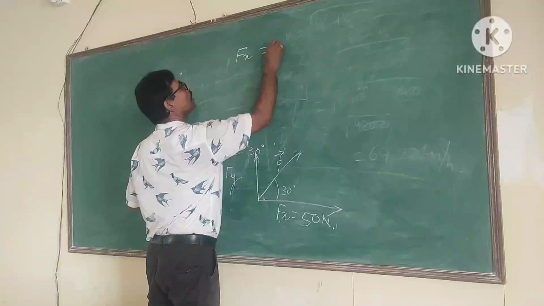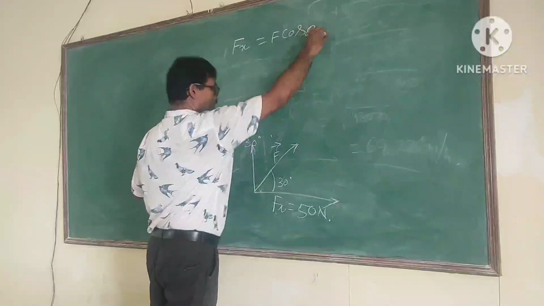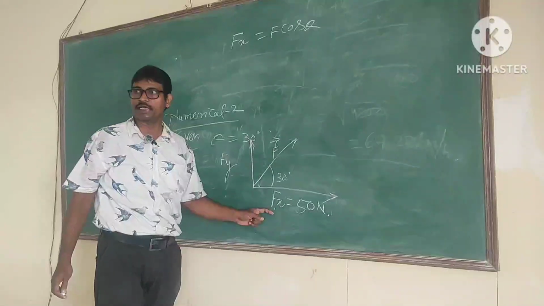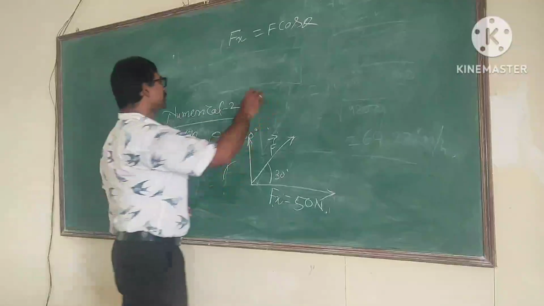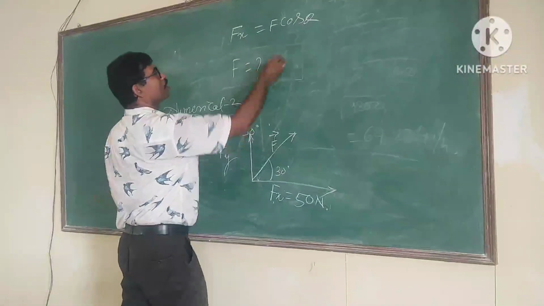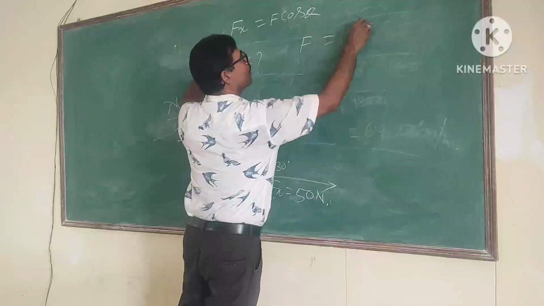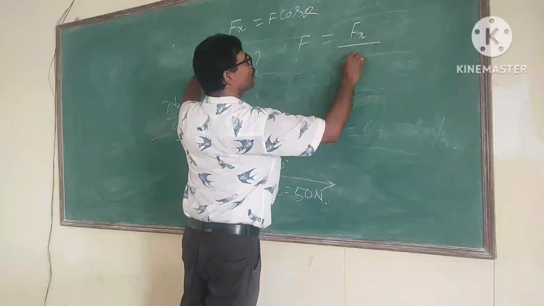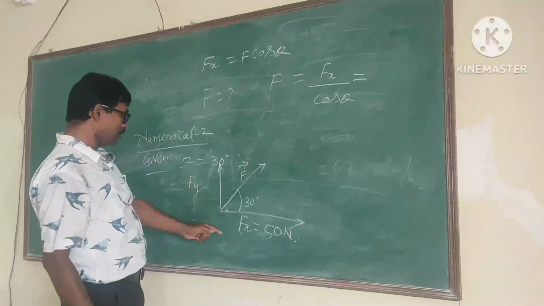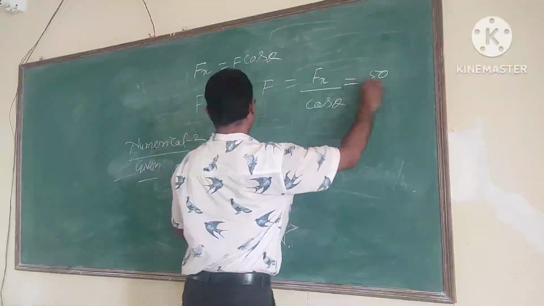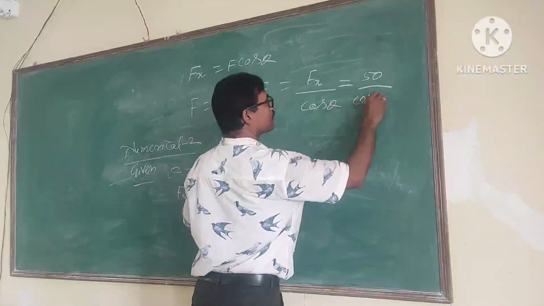Fx is equal to F cos theta, that you know. You see there, what is the technique? Fx is equal to F cos theta. So question is, you will find the F. So F is equal to Fx by cos theta. Fx is equal to how much? 50. So cos theta is equal to cos 30.